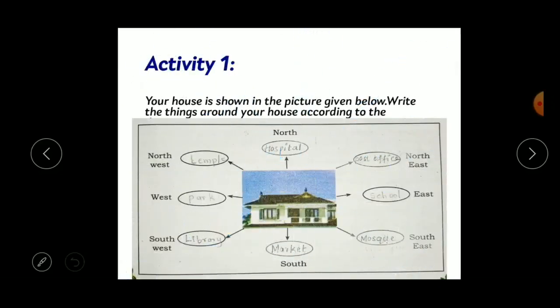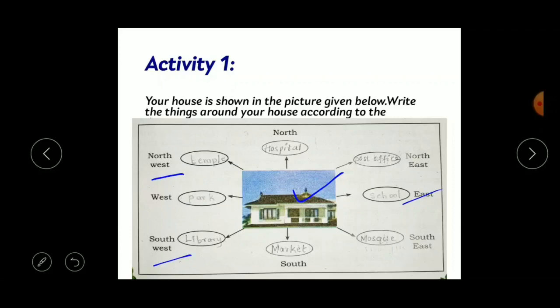Now let us do one activity. Children, here is one more activity that you have to perform. Your house is shown in the picture given below. Write the things around your house according to the directions. Suppose this is your house and here are the directions. Can you see the directions here? North, south, east, west, then northeast, southeast, southwest and northwest, right?